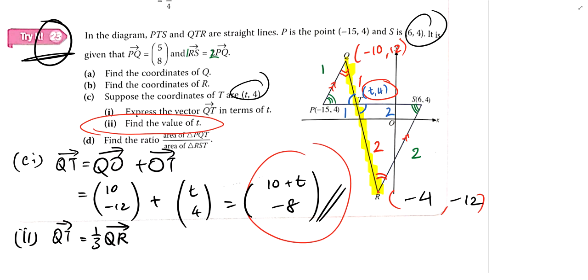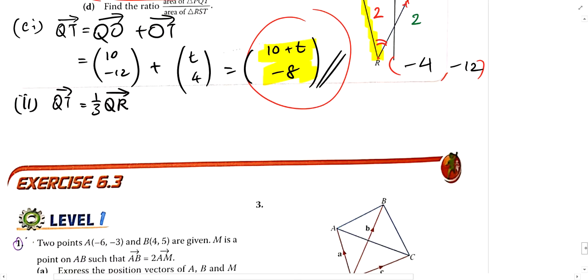What about QR? How many units? QT is 1 unit. QR will be 3. Can you see why it is 3? Sophia? 1:3, right? So QT is actually 1/3 of QR, just by chopping it into 3 equal parts. Okay, Sophia? Alright. Now, QT, I know that it is going to have this unknown over here, which is 10 plus t and negative 8.